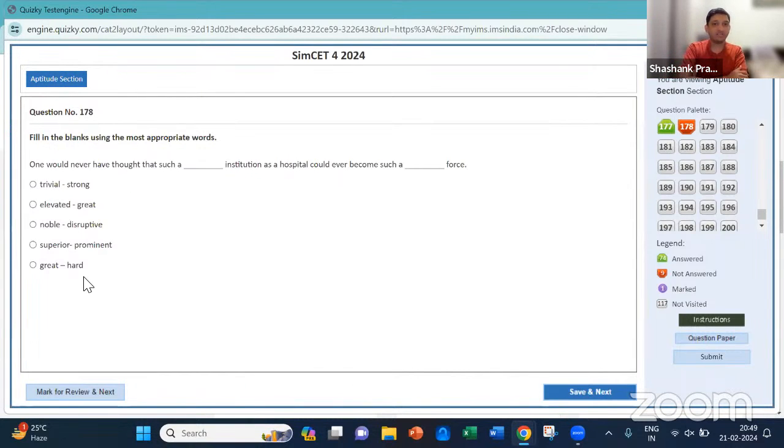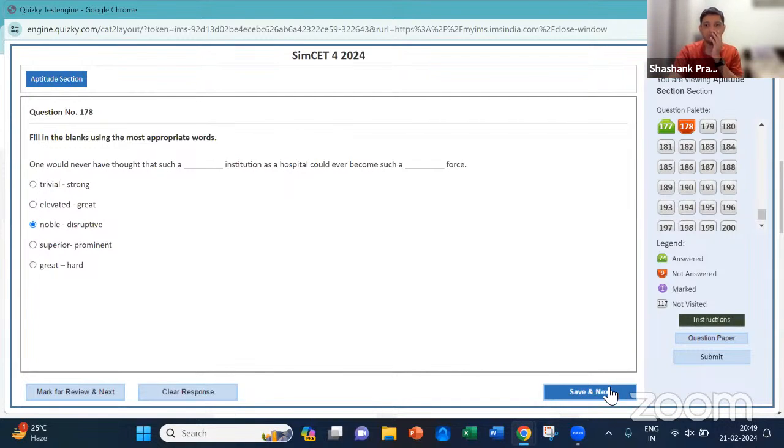One would never have thought that such a dash institution, prestigious institution as a hospital would ever become such a, I don't know, trivial institute of hospital तो नहीं होना चाहिए. Elevated institution हो सकता है. Great force. Okay. Noble institution could become a disruptive force. I think this is very nice. Superior institution तो नहीं होगा. Great institution hard force नहीं होगा. I think this is fine.